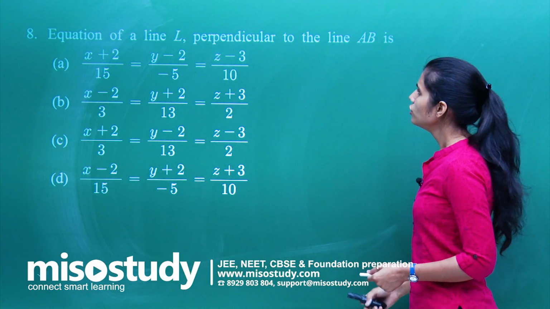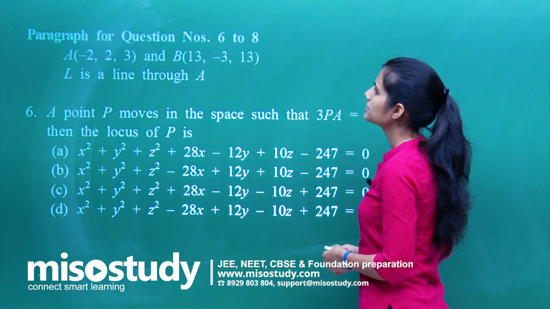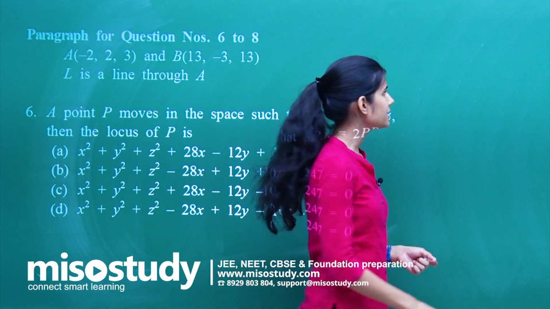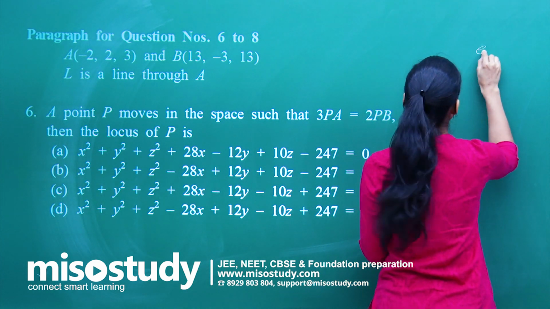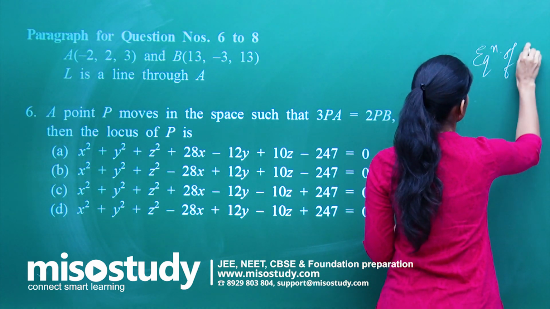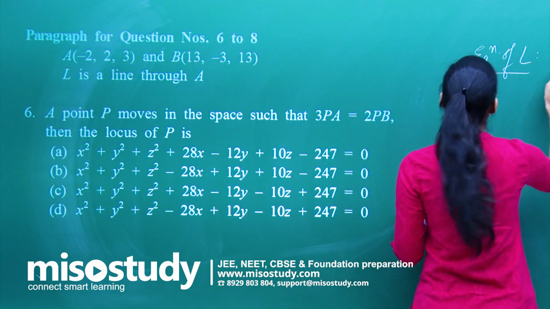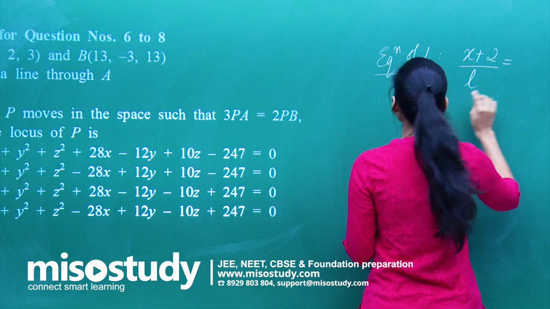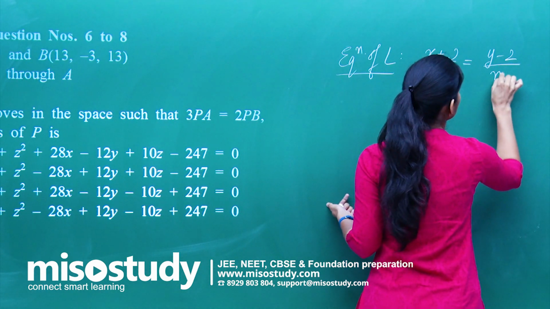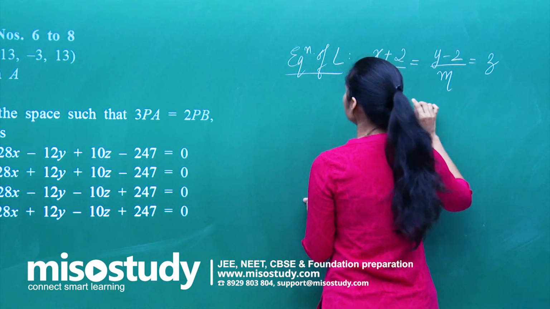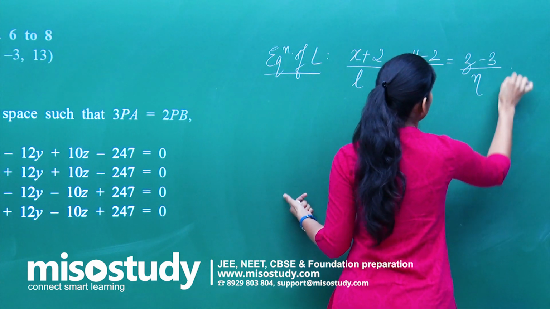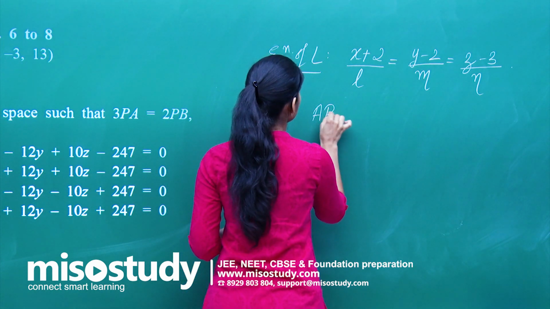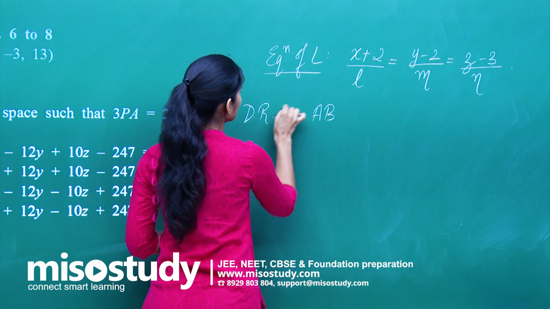Okay, so what was my A and B? This is my A and B. Here line L is passing through point A. If my line is passing through point A, I can say the equation of L will be somewhat like x plus 2 upon l equals y minus 2 upon m equals z minus 3 upon n. Clear?